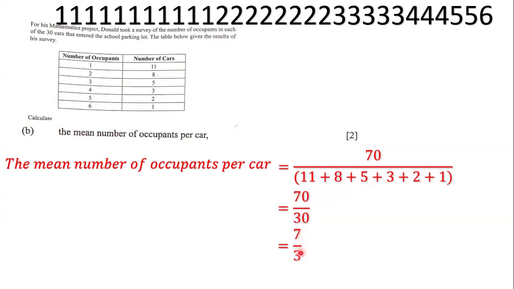So 7 divided by 3 is definitely 2.3333333, and the list goes on. So what did we do? Well, the first thing we did, we cancel out this 0 with this 0. And so we are left with 7 over 3, and then I divided it. 7 divided by 3 is 2.333333, and the list goes on. So that's why we have the bar on top of it. So the mean number of occupants per car is 2.33333, and the list goes on with more 3's.